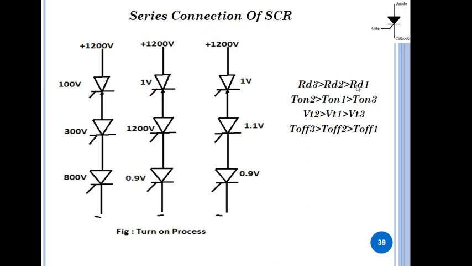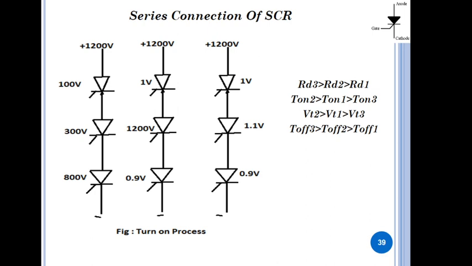I have considered some assumptions here according to the SCRs. This is SCR number 1, SCR number 2 and SCR number 3, connected in series combination, and some assumptions are taken according to their ratings. The first assumption is that RD3 is greater than RD2, which is greater than RD1. This is our first assumption, right?